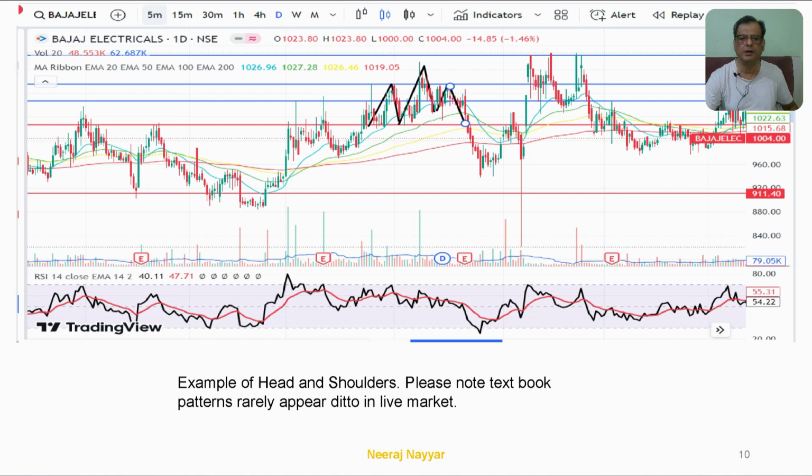Here is the head and shoulders pattern in a real chart. You see here, this is how the candles are forming. It's not like a textbook, where every price is in a straight line. This is how the chart pattern will appear in a real chart, and it will not be ditto like you see in a textbook. So below the neckline, you see, price has gone down. So you would have made a decent amount of profit. If you were trailing, your stop loss would have been hit somewhere here.